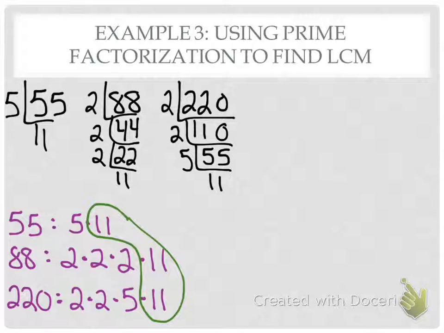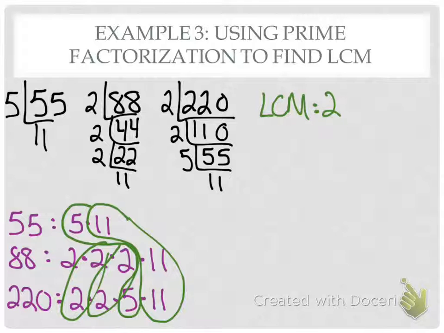What's another group I could circle? Larry? I could circle my 5s because I have a 5 in 55 and a 5 in 220. I only have to have 2, so that counts as a group. Any other numbers count as a group? I've got a group of 2s. Do I have another group of 2s? Very good. So again, for each group, how many times do I write it in my LCM? 1 time in my LCM. So 2 times 2 times 5 times 11.